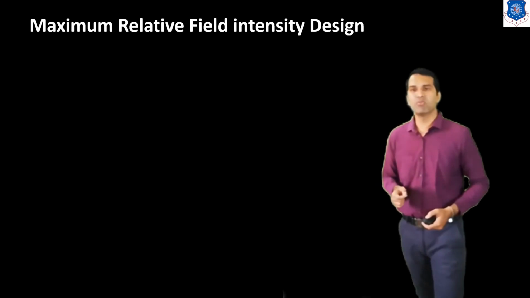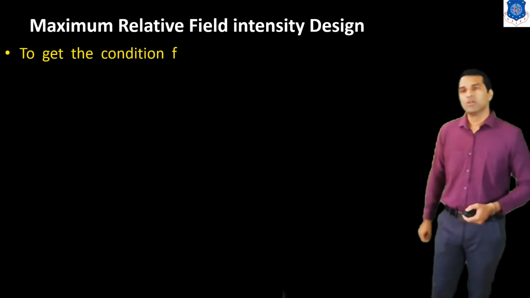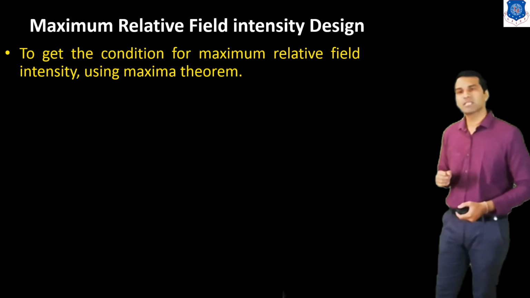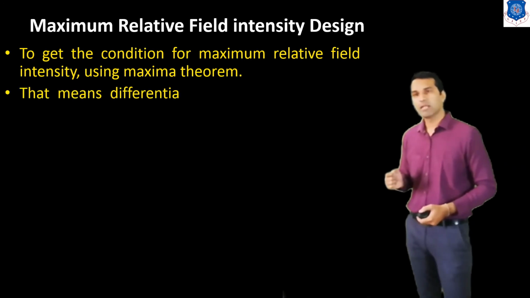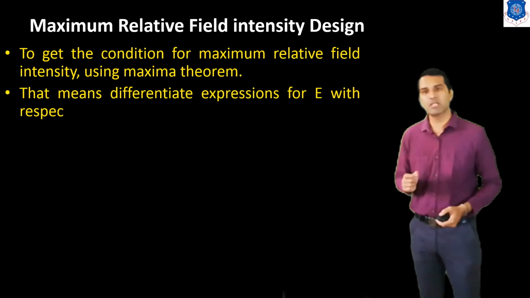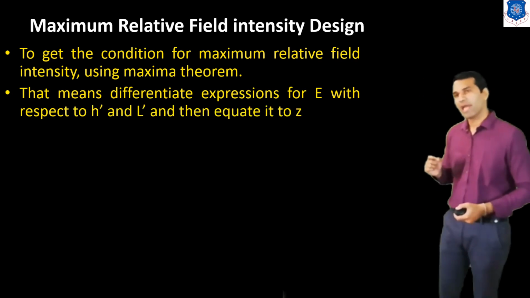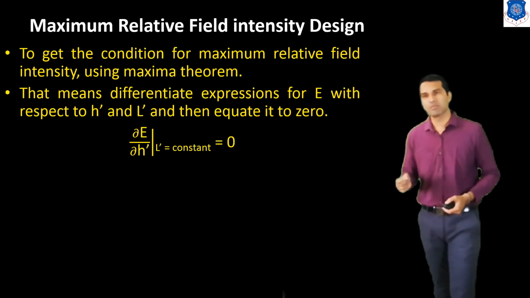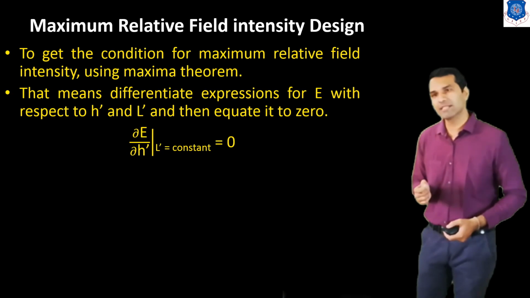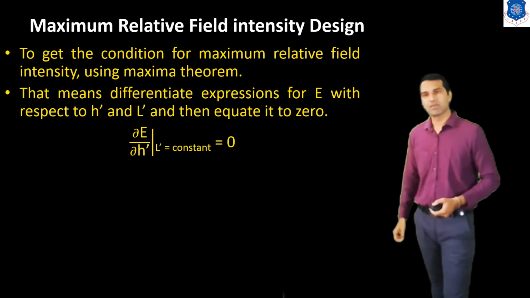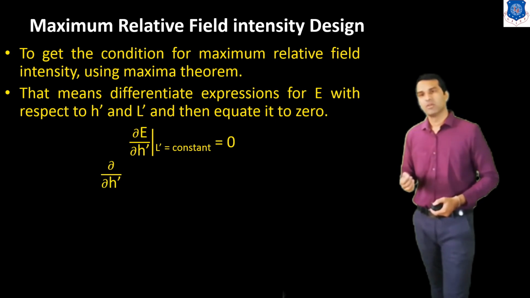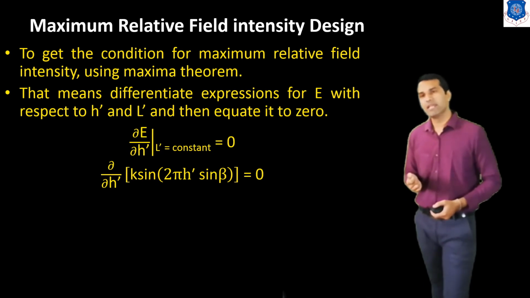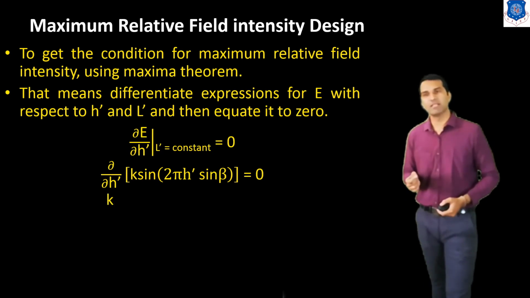Now, the maximum relative field intensity design. To get the condition for the maximum relative field intensity, using the maximum theorem, we differentiate the expression for E with respect to h dash and L dash, then equate it to 0. That means the condition del E by del h dash, where L dash is constant: we differentiate the equation, we have d by dh dash of k sine 2 pi h dash sine beta equal to 0.